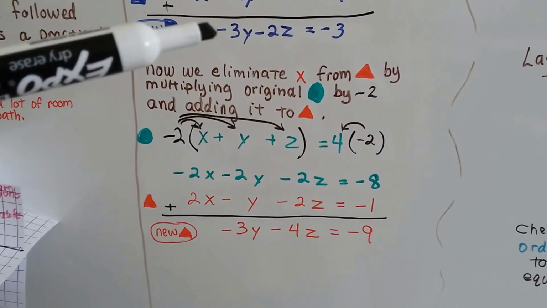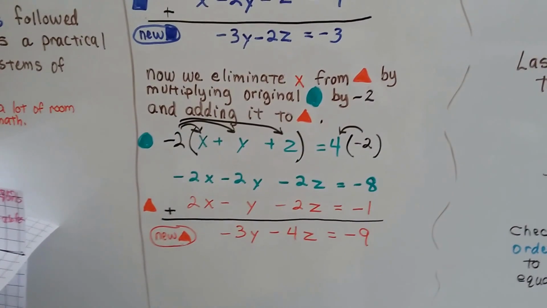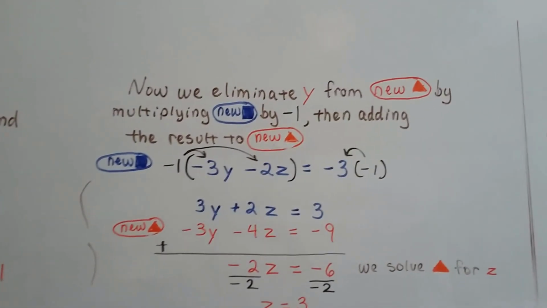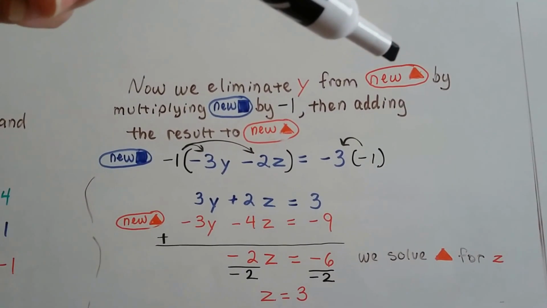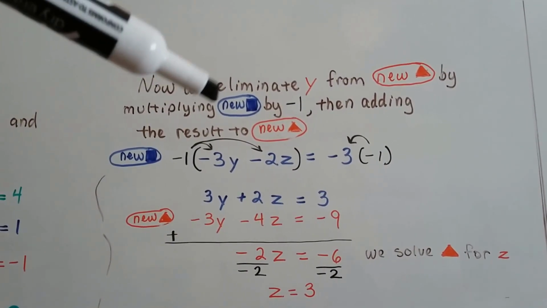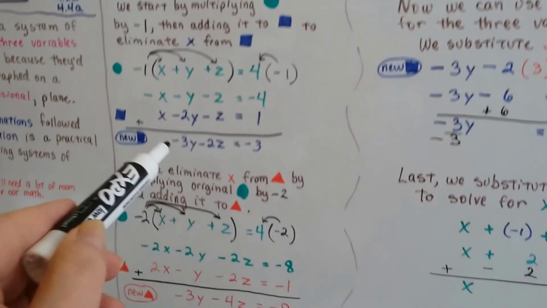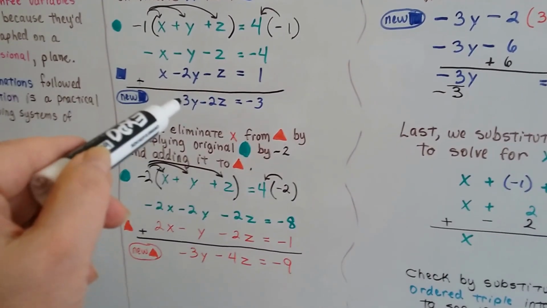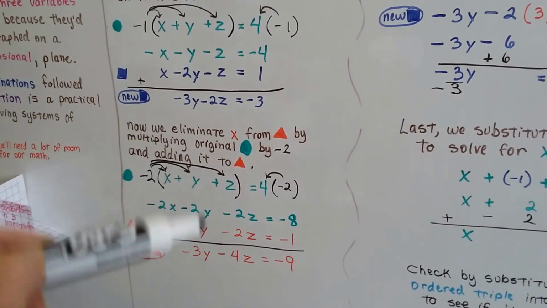So now we've got this for our blue equation and this for our red equation. We'll never see those original ones again, but we're hanging on to that original green one, okay? All right, so now we need to eliminate another variable. So we're going to eliminate y from the new red equation by multiplying the new blue one by a negative 1, changing this negative 3y into a positive, because two negatives make a positive. Then that positive 3y and that negative 3y in the red one will create a 0 pair.